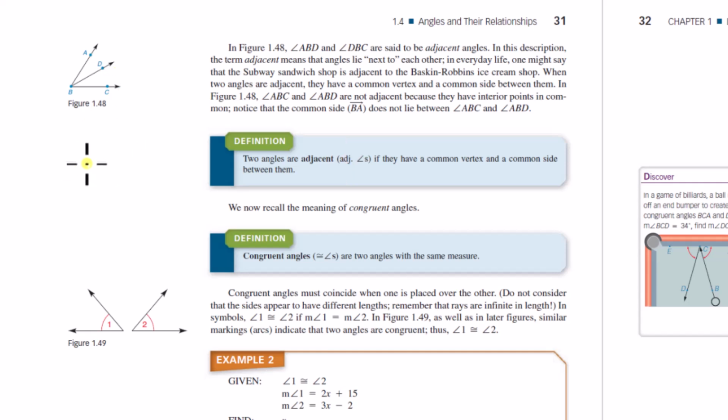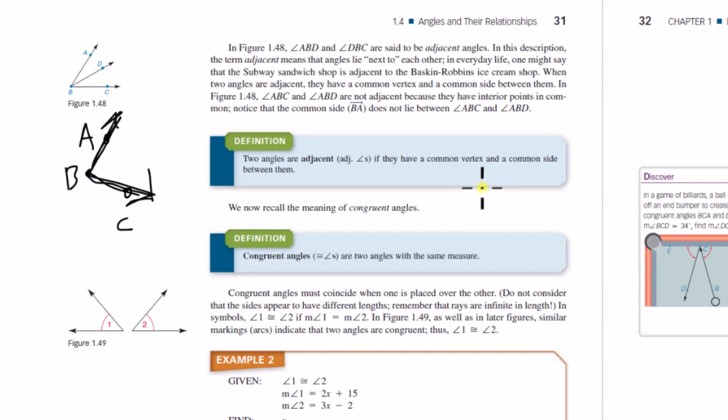Now, what if you have the same angle? Here's angle ABC, but that's also angle GEF. Are those adjacent angles? I would say no, because the definition says they have a common vertex. That checks out. ABC and GEF have a common vertex, and a common side between them. Well, these don't have a common side. They have two common sides. The way this is stated, it's like one common side. It didn't say at least one common side. It says a common side.